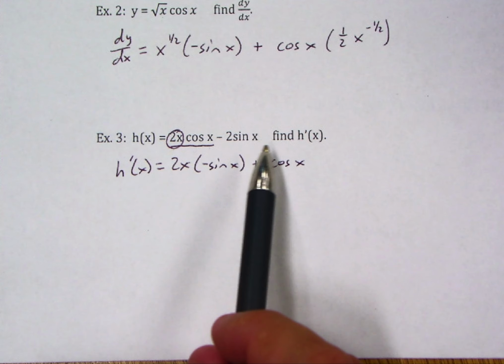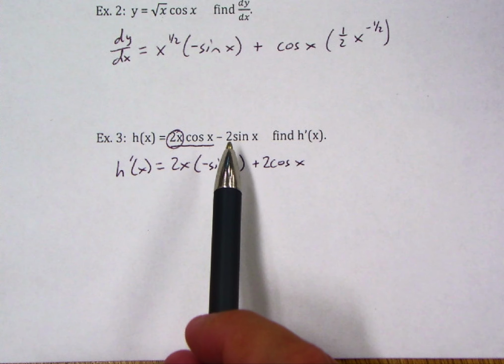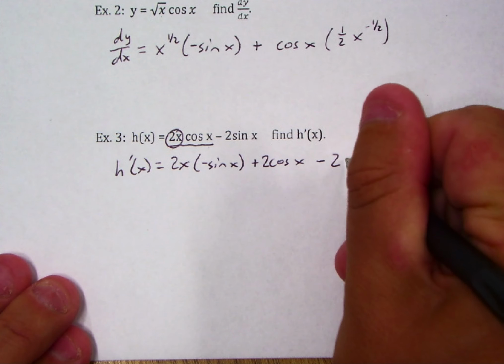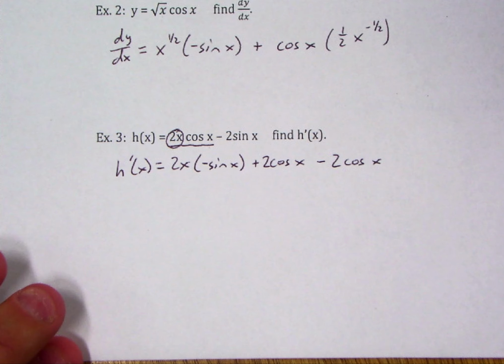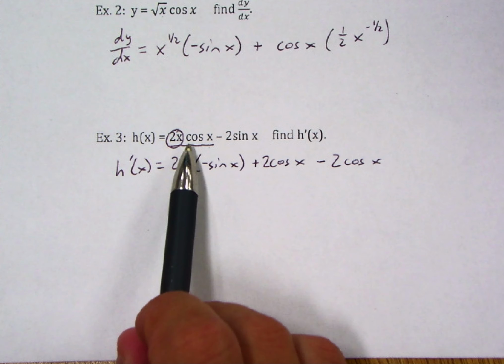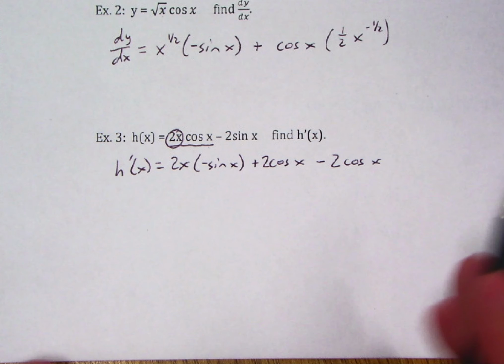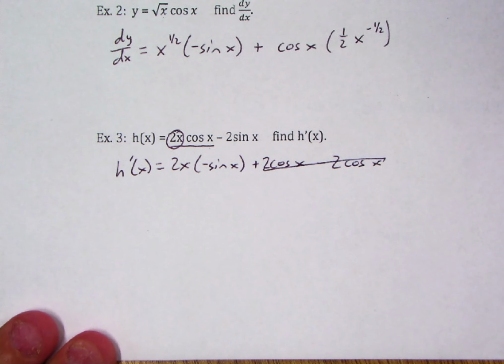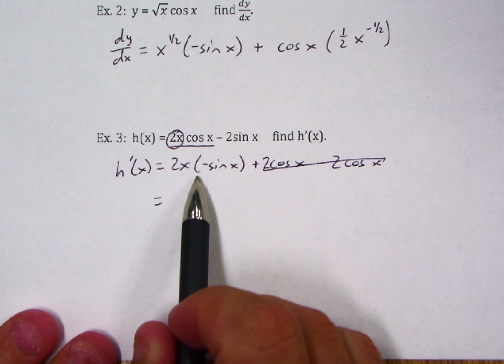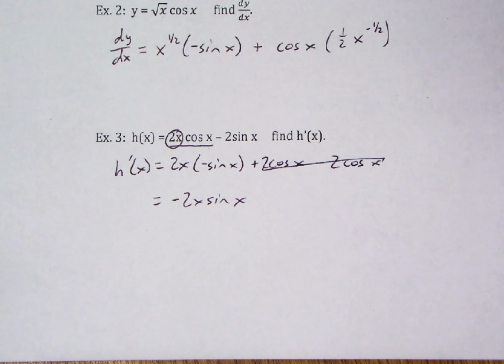Now I need to do the derivative of minus 2 sine of x. Well, the derivative of minus 2 sine of x is minus 2 cosine of x. The number stays there, and we just take the derivative of sine of x, and it's cosine of x. So this one was product rule, the second one was not. And now I just clean it up. 2 cosine minus 2 cosine, those cancel. Whoop, gone. And then this is just negative 2x sine of x. Product rule. We did it. We're awesome. All right. The next one.